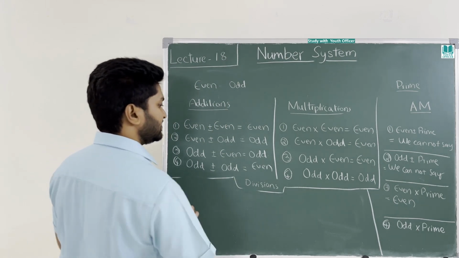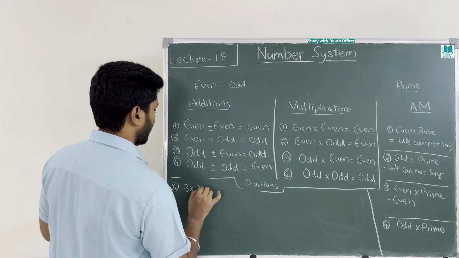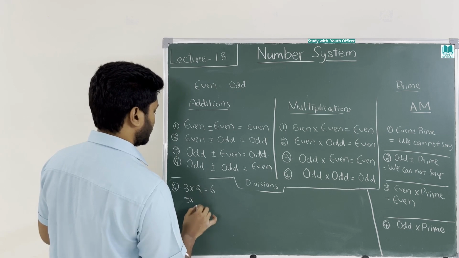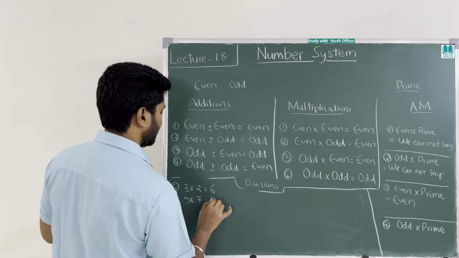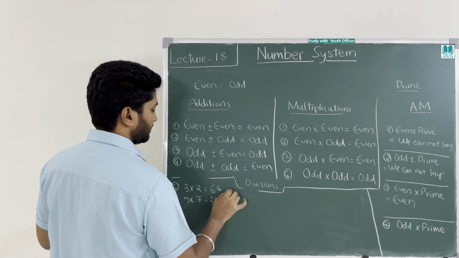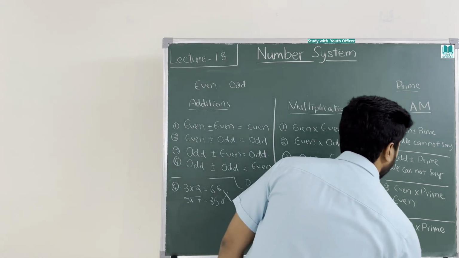Fourth example is odd. Take an odd number 3 into prime number 2, that is 6. One more odd number 5 into one more prime number 7, that is 35. See here there is an even number, here there is an odd number. So again the case has failed. Here also we cannot say.